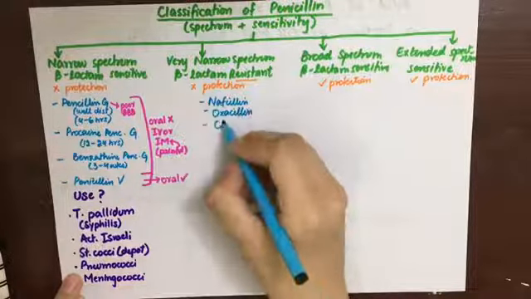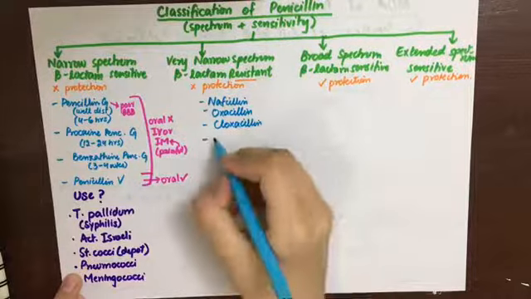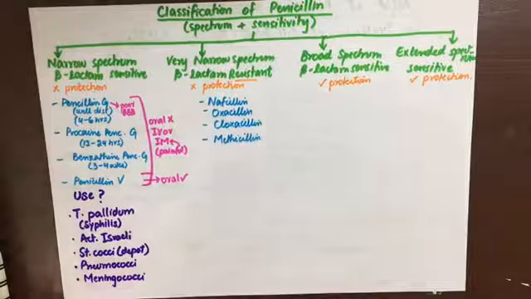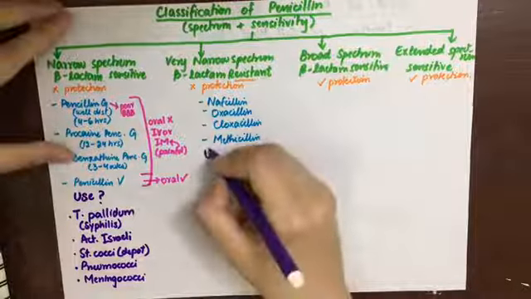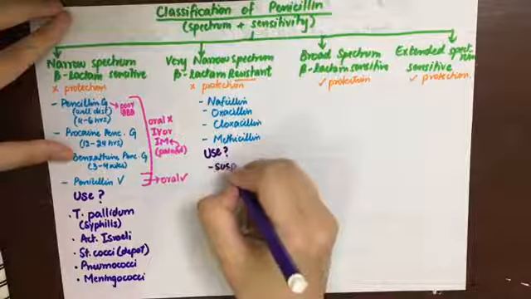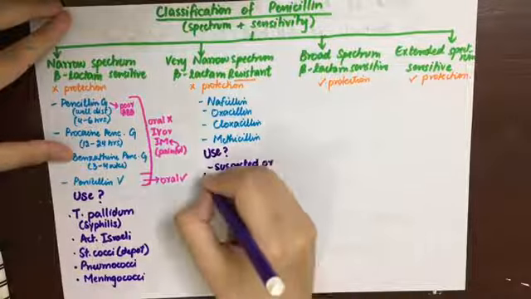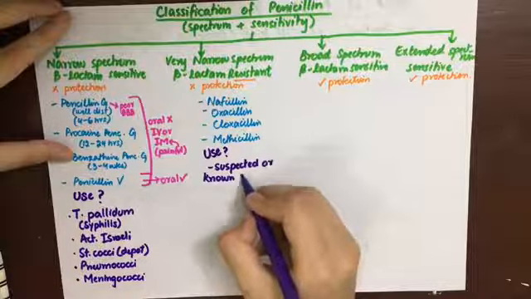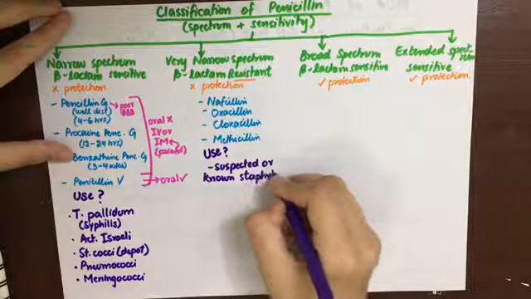The second class is the very narrow spectrum penicillins, and they include nafcillin, oxacillin, cloxacillin, and methicillin. Now, these are given when there is a known or suspected staphylococcal infection that is not methicillin resistant. Methicillin resistant Staph aureus is responsible for a variety of skin infections such as abscesses, cellulitis, and also pneumonia.